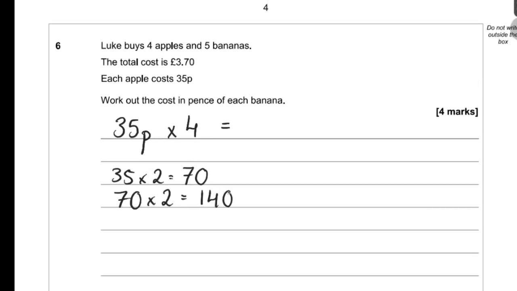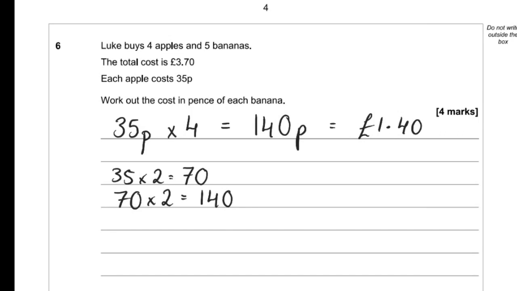So 70 times 2 is 140. So 35 times 4 is going to be equal to 140p. So equal to £1.40. So that's how much money we have spent on apples. So this would be a good place to pause the video and see if you can figure out where to go with this question from here.